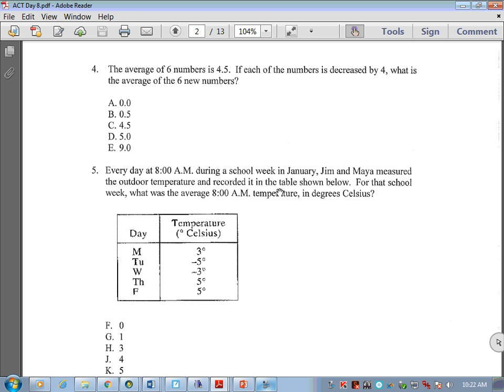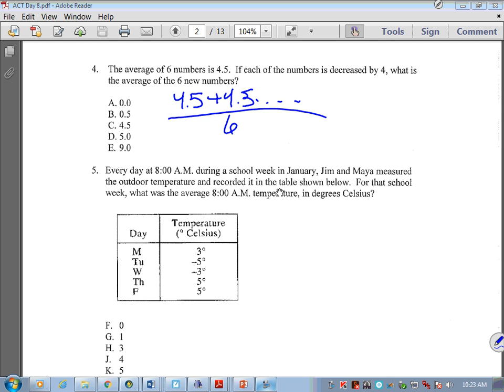Make them all 4.5, right? Do that as many times as you need to, and you divide it by 6, right? 6 numbers. If they're all 4.5, I divide them by 6, I'm going to get 4.5 as my average, right? It says each of the numbers is increased by 4. All right, so what's each number now? Increased by 4. Oh, I'm sorry, it's decreased by 4. Good call. All right, so all of those are now 0.5, okay?